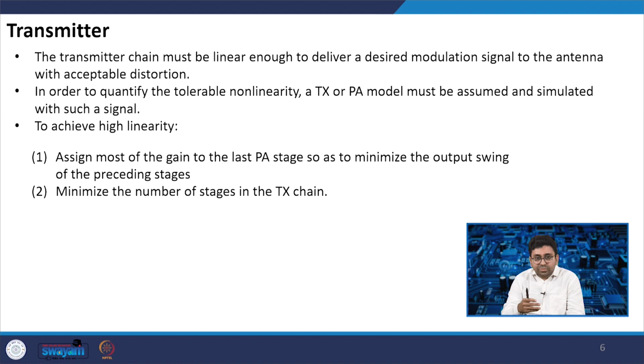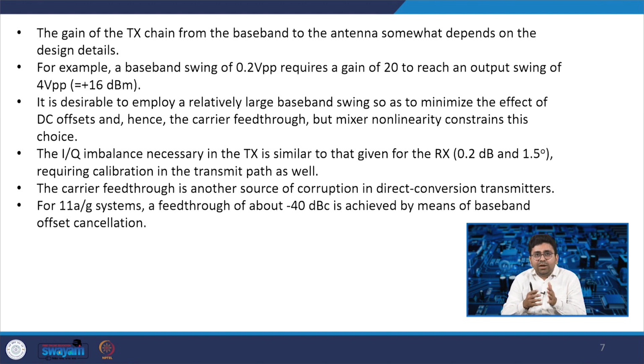Moreover, the gain of the transmitter chain from the baseband to the antenna somewhat depends on the design details. For example, a baseband swing of 0.2 volt peak to peak requires a gain of 20 to reach an output swing of 4 volt peak to peak, which is equivalent to 16 dBm.